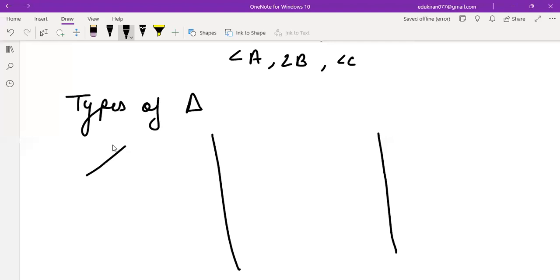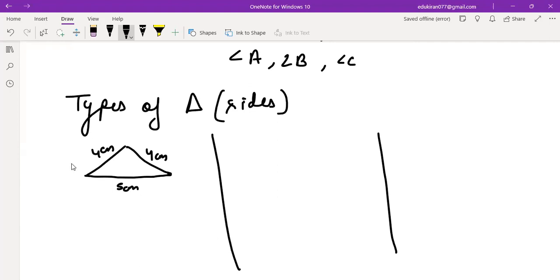Yes. Okay. So first we will do triangles on the basis of sides. Basically equilateral triangle, right? So we are doing triangles on the basis of sides. First one we will draw like this. For example, 4 and 4, and this is 5 centimeter. 4 centimeter, 4 centimeter, and 5 centimeter. Over here, what does this mean? 2 sides are equal.